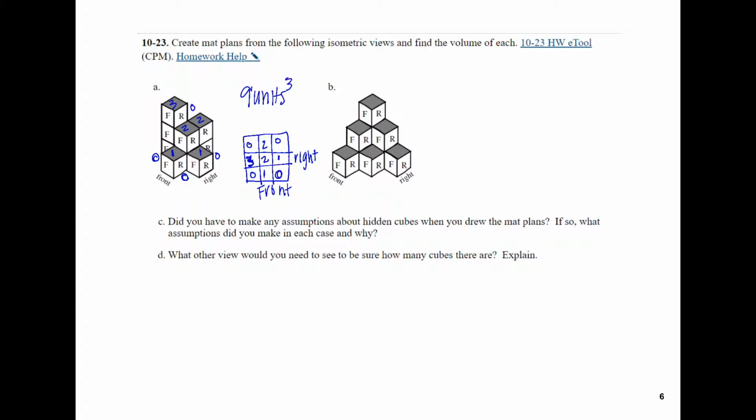units cubed. Looking at our second drawing, if we draw a map plan for this, we have 3 in the back corner, 2, 1, 1, 2, 1, which gives us a volume of 10 units cubed.